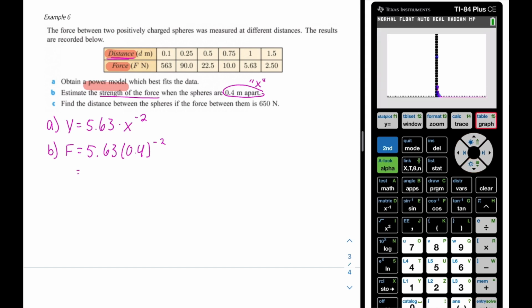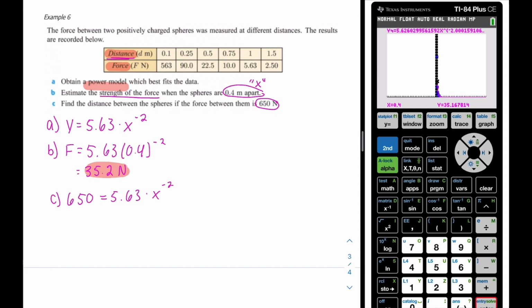So if we have this beautiful graph, I can put trace, not using the plot, so I'm going to go up to make sure that I have the function, and then I'm going to have 0.4, enter, and we get that the force will be 35.2 newtons. So this is going to be the force when we have a distance of 0.4 meters. And for part C, find the distance between the spheres if the force is 650 newtons.